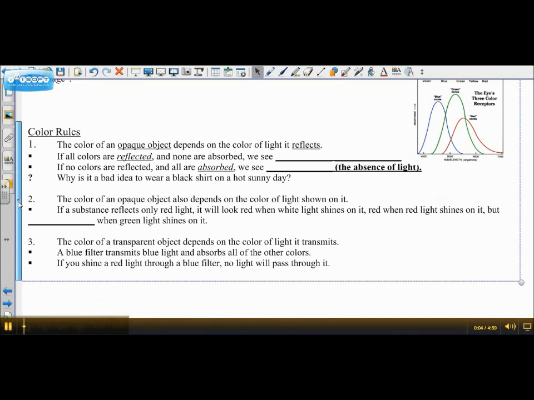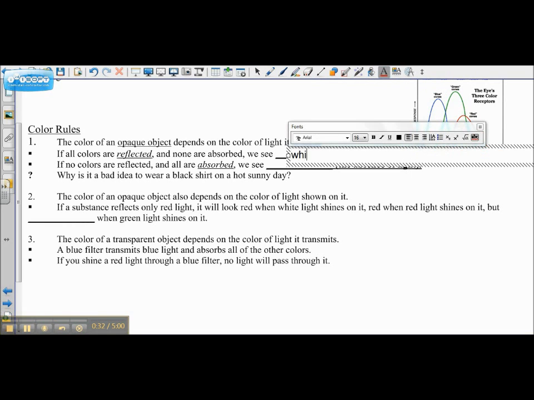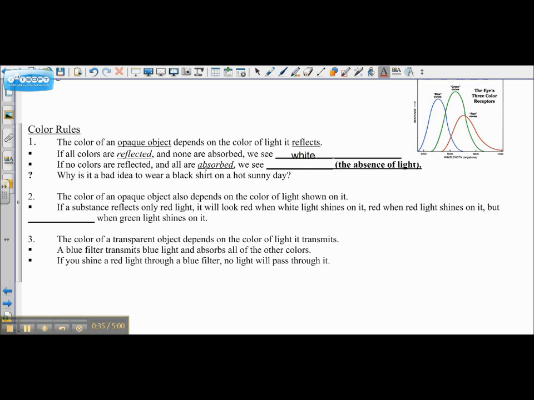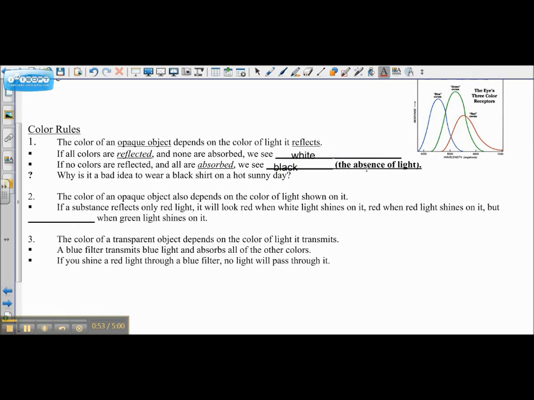So now we're going to look at color rules. The color of an opaque object depends on what it reflects. So the reason why a shirt looks red is because it reflects red. If all colors are reflected and none are absorbed, we see white. This is because if all the light is reflected, all the light together forms white light. If no colors are reflected and all are absorbed, so it's either reflected or absorbed, if all are absorbed, we see black. So black is the absence of light.